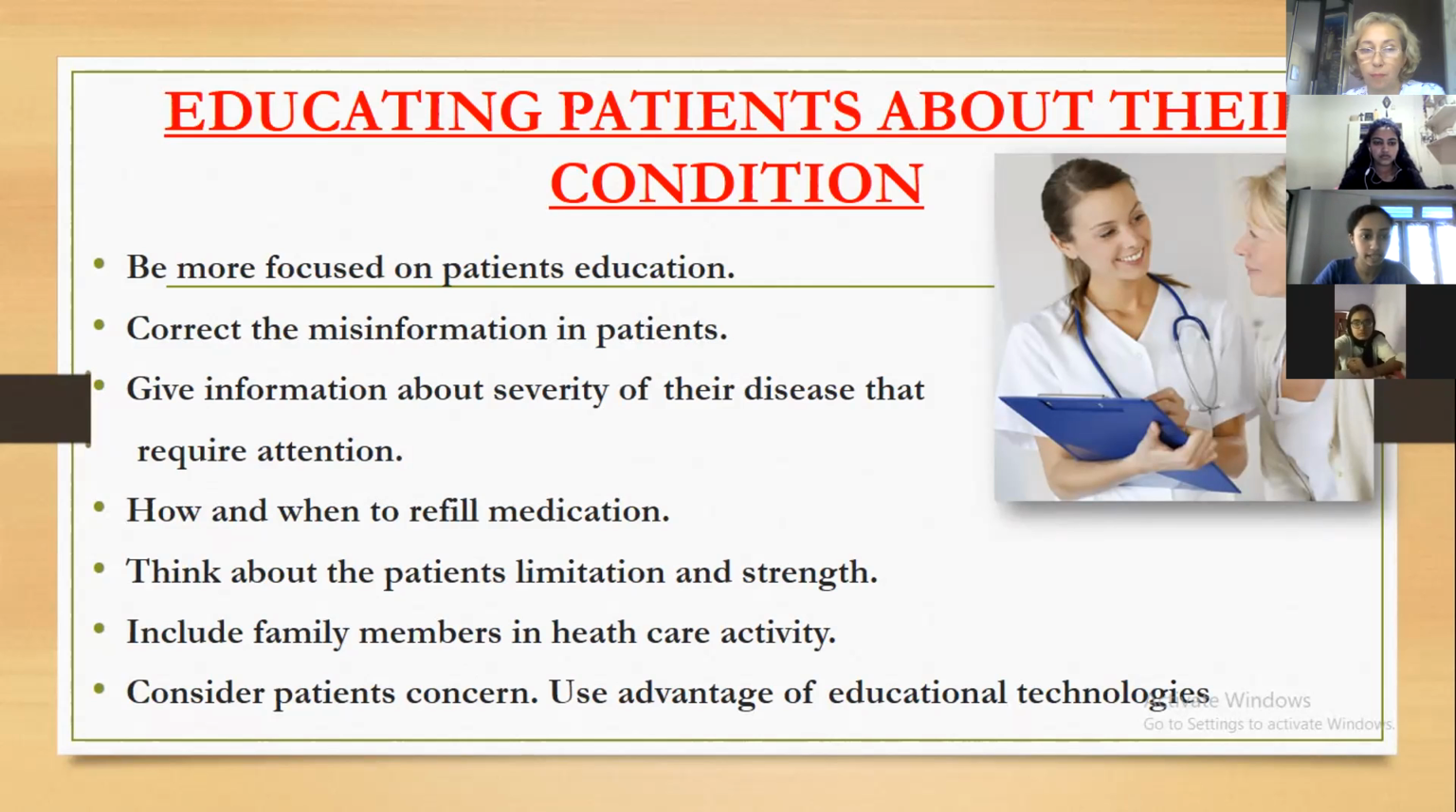The next point is to give information about the severity of the disease that requires attention. We know that some diseases are highly severe and some are not so severe. We must tell them how severe their disease is and ask them to take care of themselves accordingly. Some diseases require more attention, so we must ask them to take more care, and we doctors can also help them.